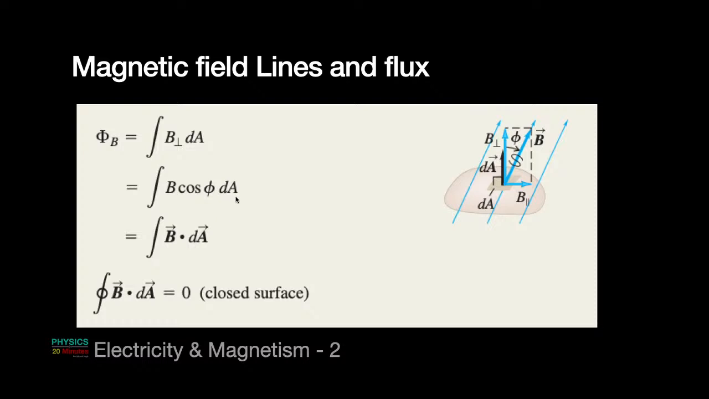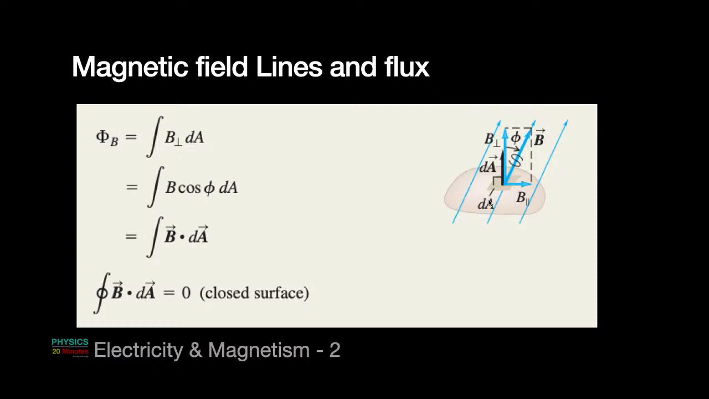So dA B cos phi, or B dot dA, remember. This becomes the essential definition of flux in physics. Whichever way you go, if you are looking at electric flux, it becomes E dot dA. If you are looking at the flux of, say, gas flow or water flow, then it becomes V dot dA. So everywhere it's the same.